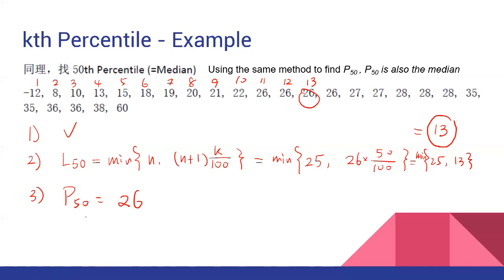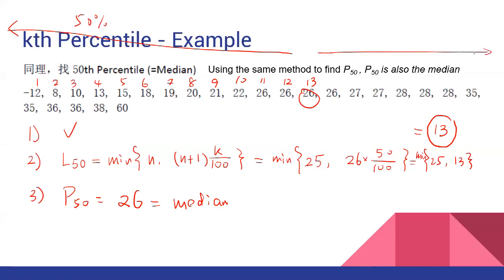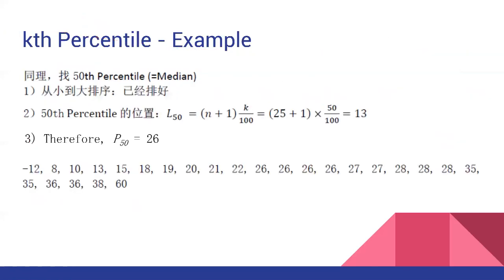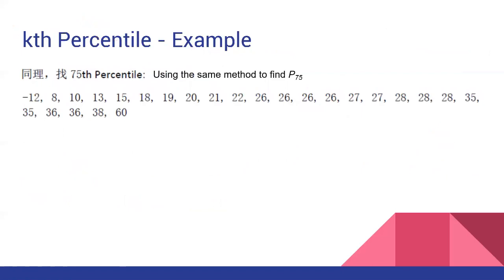So this is our P50, which is also the median, because on the left-hand side, there are 50% of all elements. On the right-hand side of this element is the rest 50% of all elements. Okay, understand? You have any questions? No? Okay. And I'll leave you another 5 minutes to solve this question. Okay. Next, try to find the 75th percentile of the following sample using the same method.